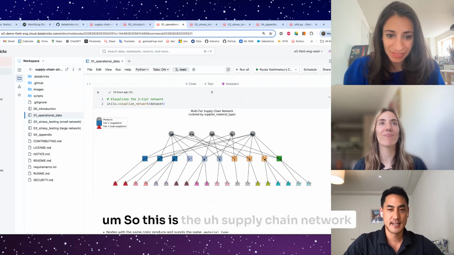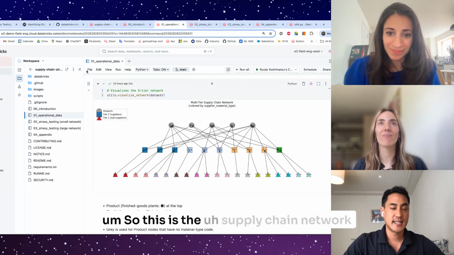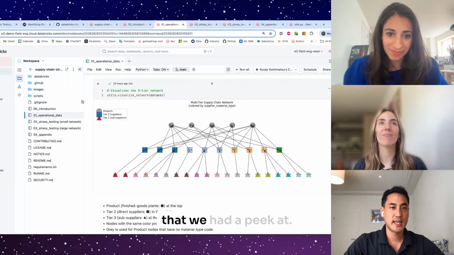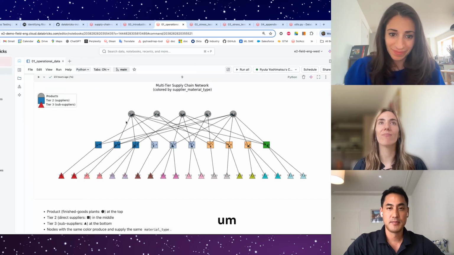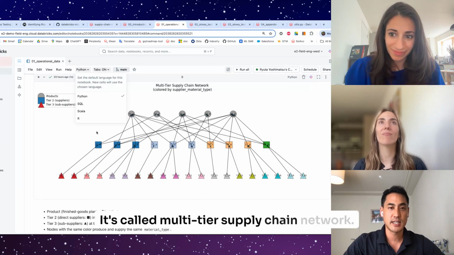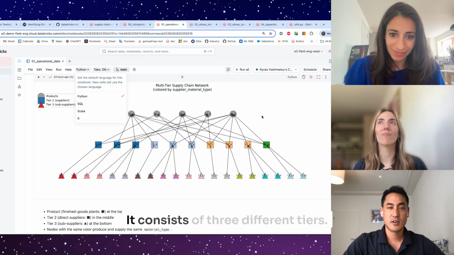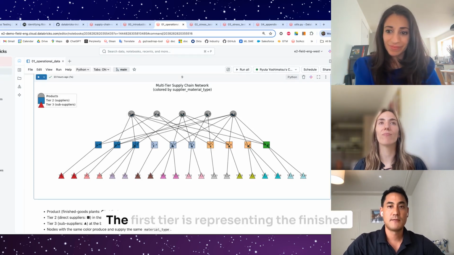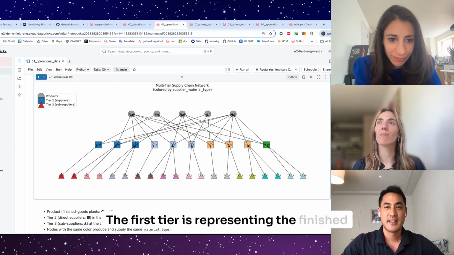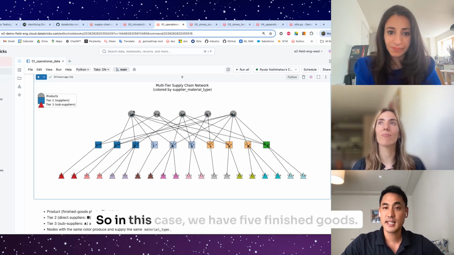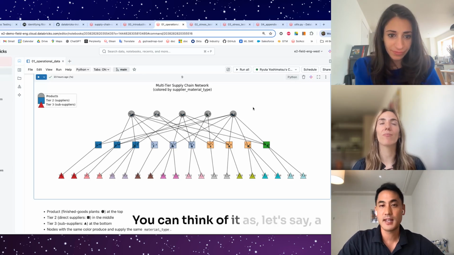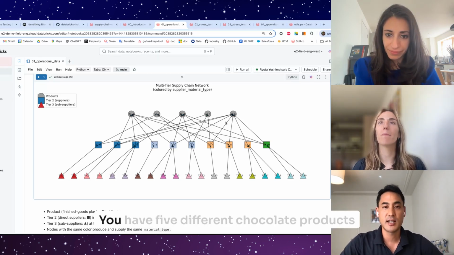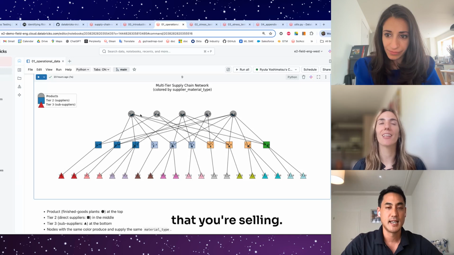So this is the supply chain network that we had a peek at. It's a small network, and it's called a multi-tier supply chain network. It consists of 3 different tiers: the first tier, the second tier, the third tier. The first tier represents the finished goods. In this case, we have 5 finished goods. You can think of it as, let's say, chocolate. You have 5 different chocolate products that you're selling.